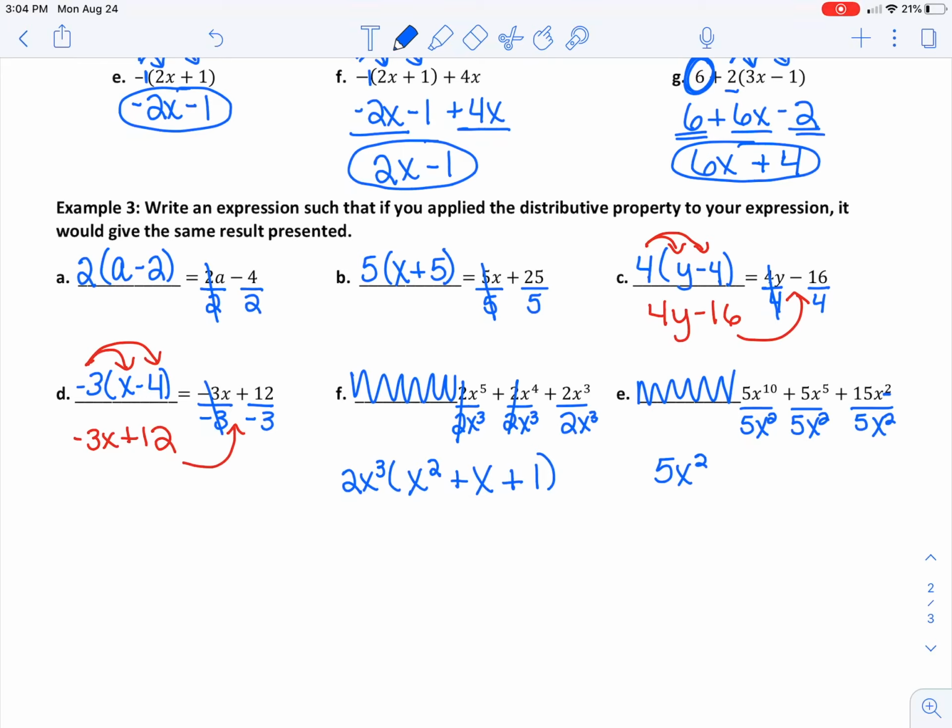And if I take out a 5x squared, the 5's cancel here. X to the 10th over x squared, I'm going to take that 10 minus 2, and I get x to the 8th. 5's cancel here. I'm going to take the 5 minus 2, and I get plus an x to the 3rd. And then 15 divided by 5 is actually 3. And the x squareds, they cancel. Okay. So that would be my final answer.